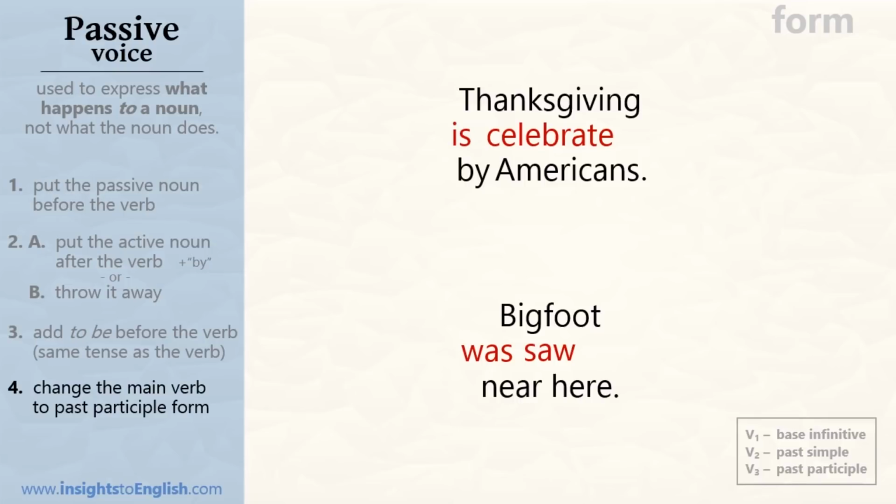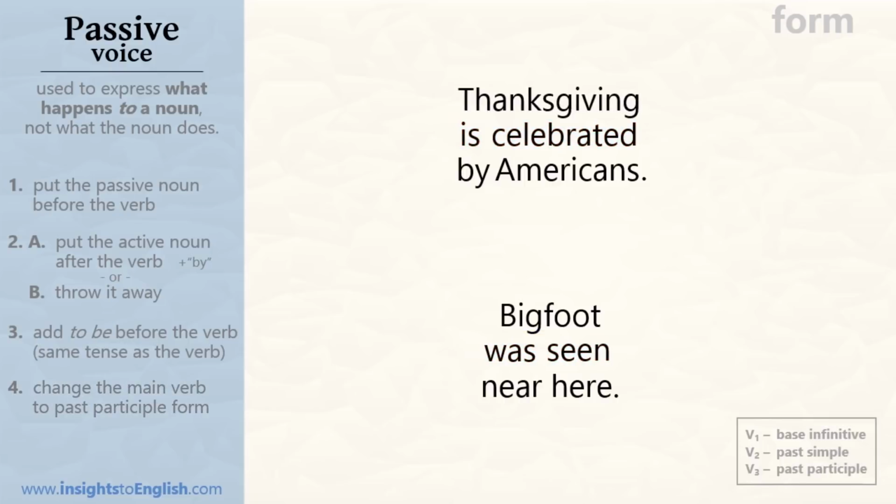What's the main verb on the top? Celebrate. And what's the past participle of celebrate? Celebrated. Yes. So let's add the D at the end. Okay. On the bottom, our verb is saw. See, saw, seen. Exactly. Change it to seen. What are our sentences now? Thanksgiving is celebrated by Americans, and Bigfoot was seen near here. Is that it? That's it.